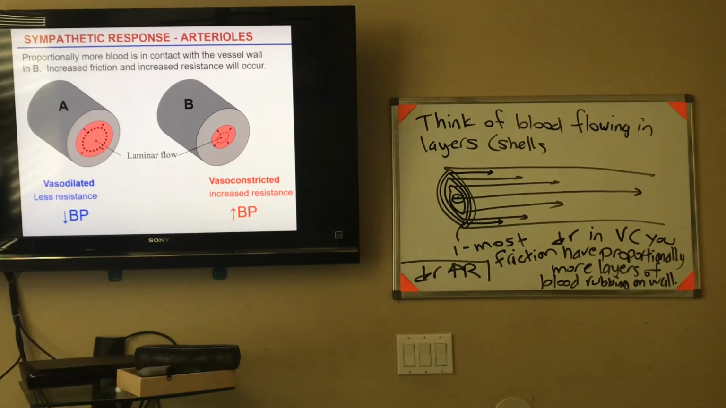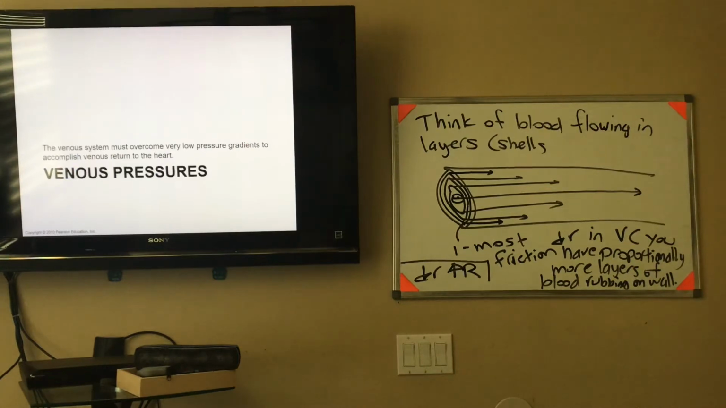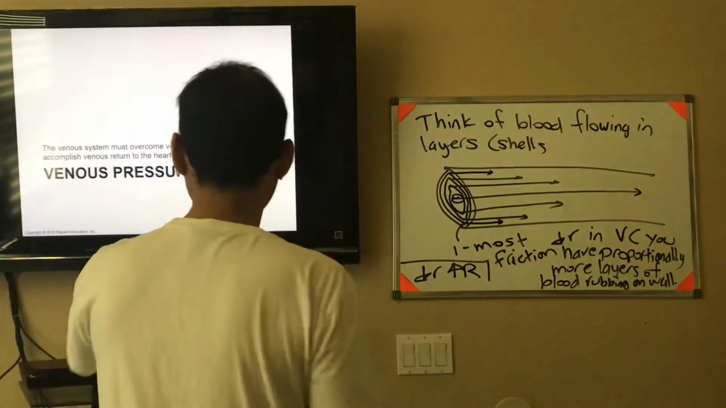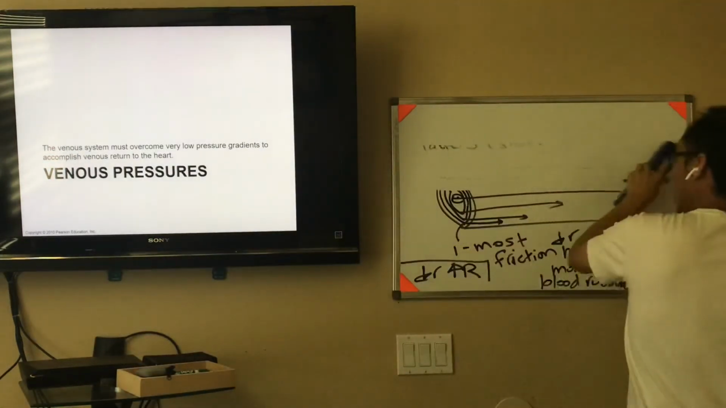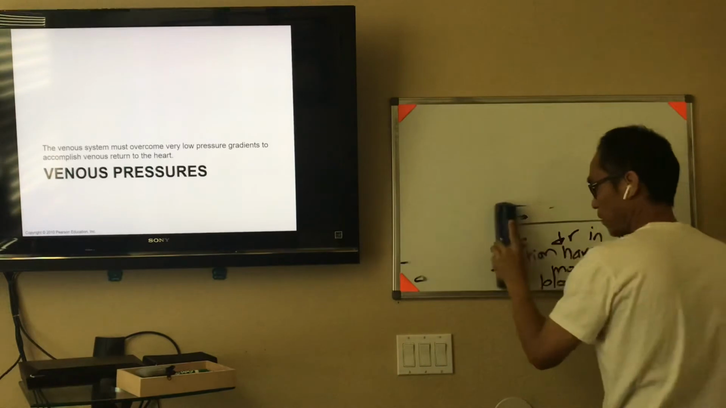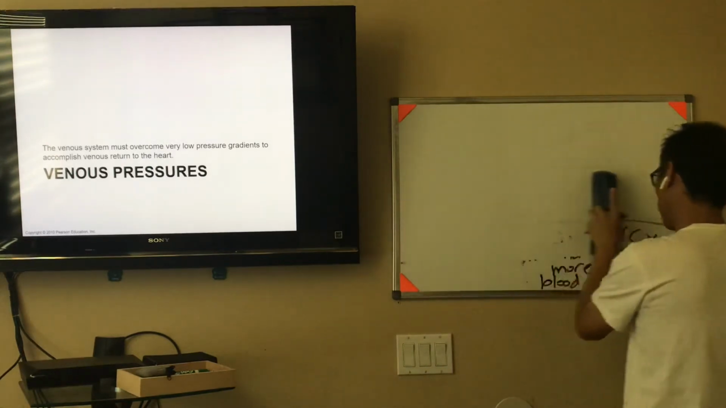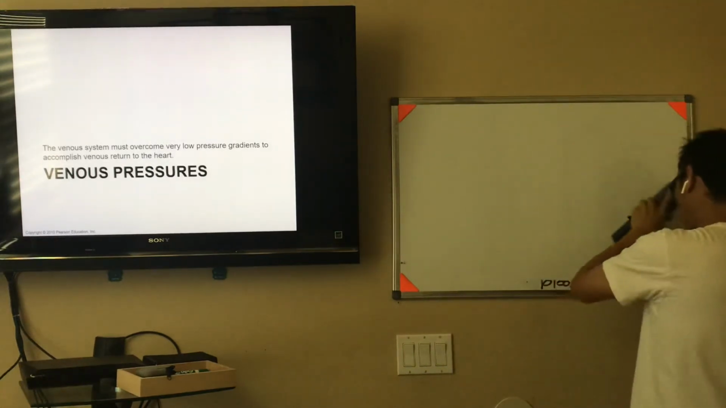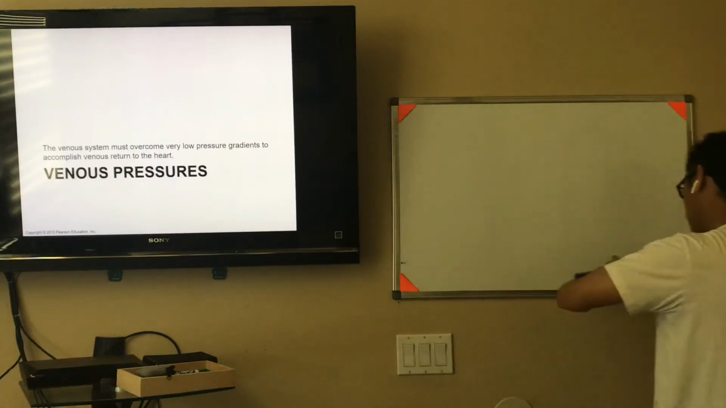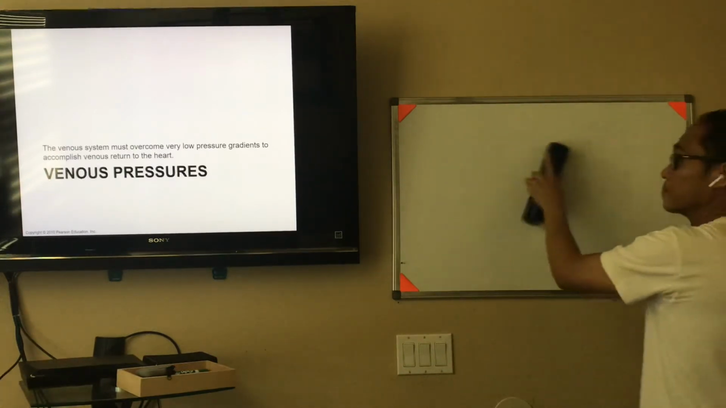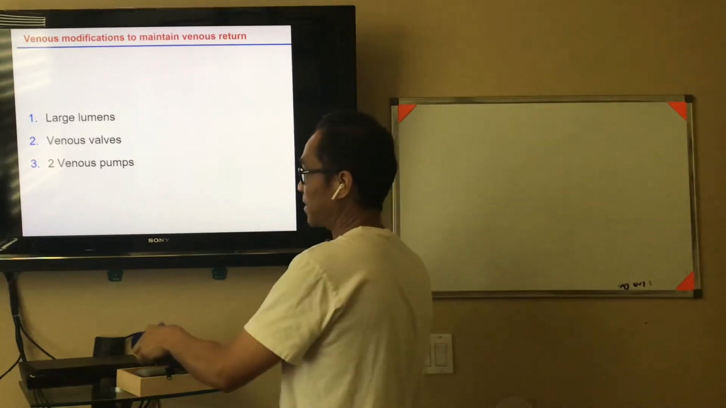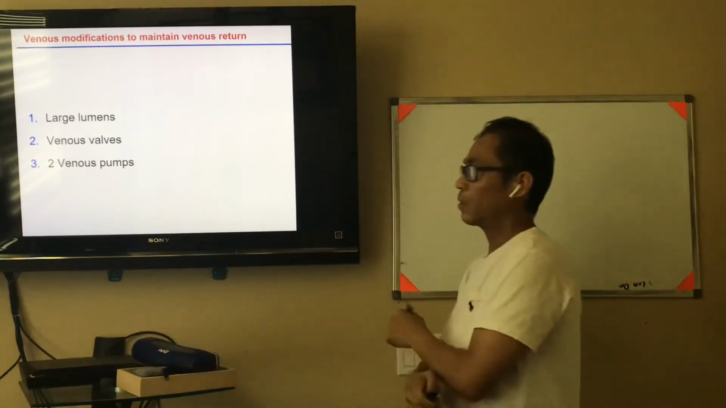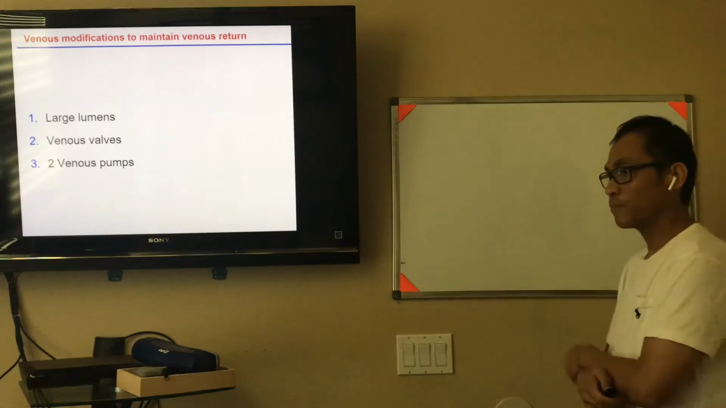So let's switch from arterials and start to talk about venous pressures. Venous pressures are different because you're very far away from the heart. So blood flowing in veins, the pressure observed is very low. So how do you accomplish venous return without pressure pushing it forward? There's other things you must consider. One is lumens. Two are the fact that veins have valves, and there are two venous pumps I'll talk about.